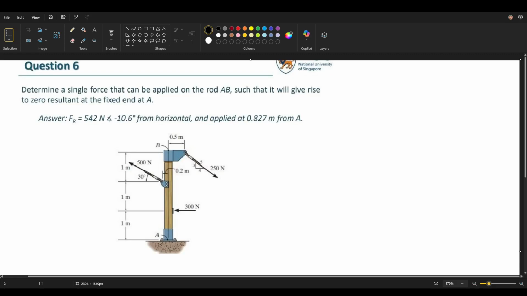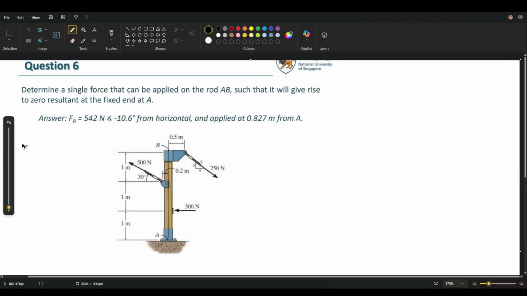Alright, folks, last question of the day. Let's go. Question 6. Determine the single force that can be applied on the rod AB such that it will give rise to 0 resultant at a fixed end of A. Essentially, they're asking for everything to be net 0.